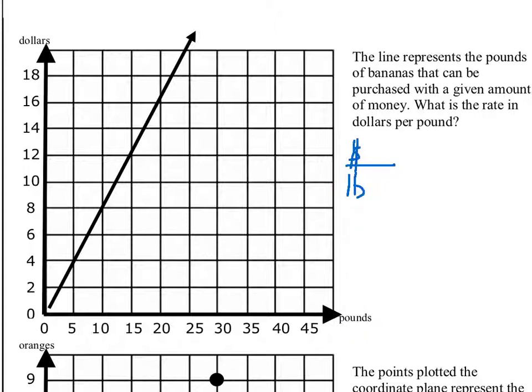Now we know the slope of this line is supposed to be the same thing as the rate. Slope is equal to rate. Rate is equal to slope. The only difference is the units involved. So if I need dollars per pound, theoretically our dollars are our rise and our pounds are our run. But let's look really quickly to make sure that is the case.